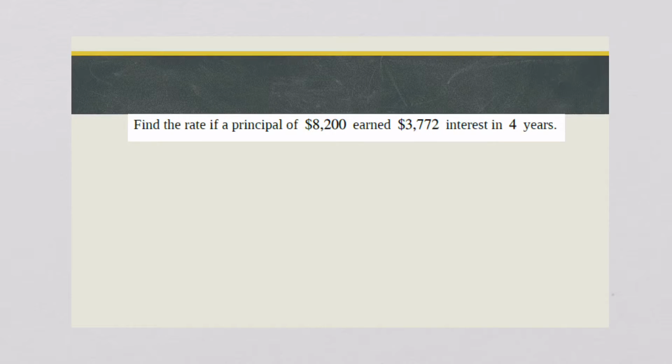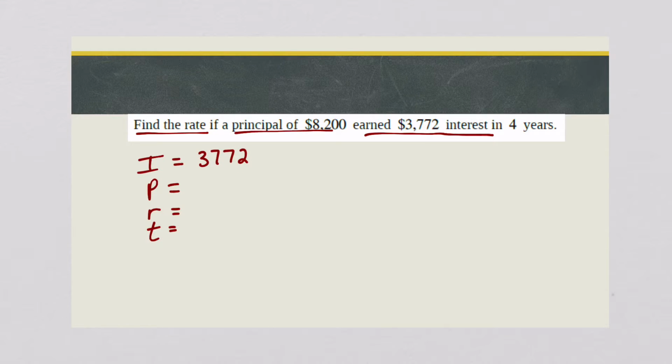Okay, find the rate. This time we're looking for the interest rate. So I'm still going to write down all these things that I need. My interest says here I earned $3,772 in interest. My principal is $8,200. My rate, I don't know. I'm just going to call it R. My time is 4 years.